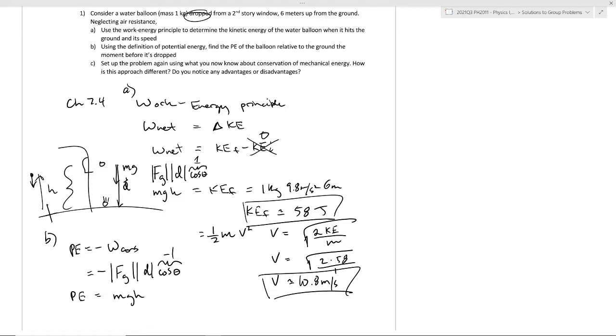And then the last part of this question asks us to just set this problem up again in terms of energy conservation. And this is just to motivate that a lot of times it's a little bit more straightforward to talk about it in terms of energy conservation. So how do we do that? Well, we're talking about just mechanical energy, so the sum of potential and kinetic.